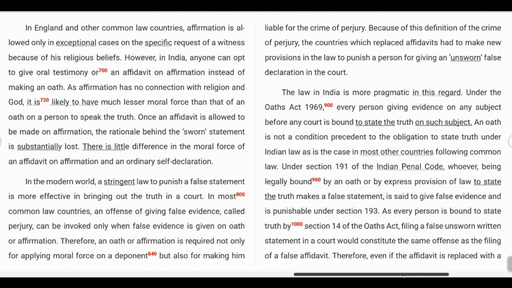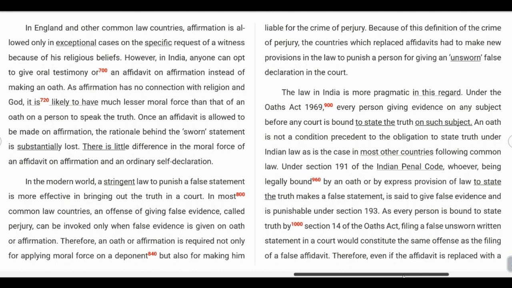Under the Oaths Act 1969, every person giving evidence on any subject before any court is bound to state the truth on such subject. An oath is not a condition precedent to the obligation to state truth under Indian law, as is the case in most other countries following common law.